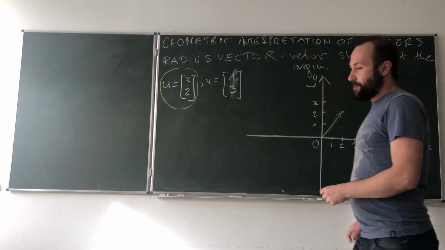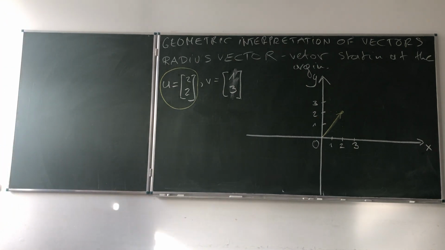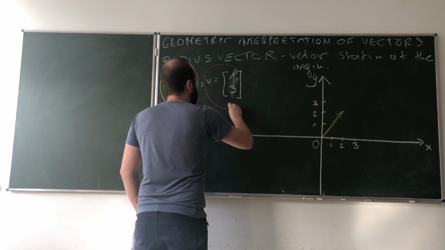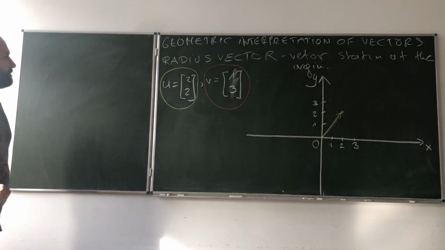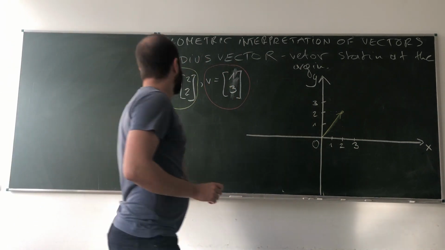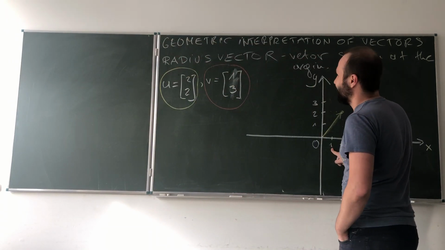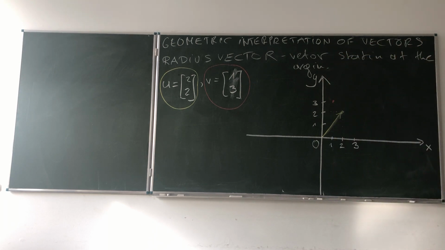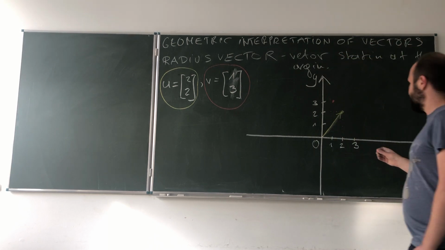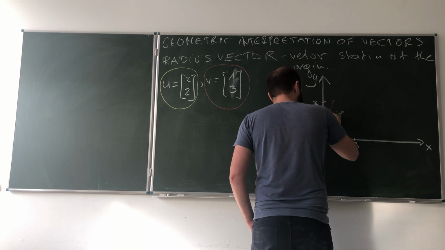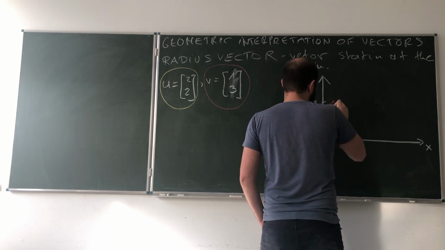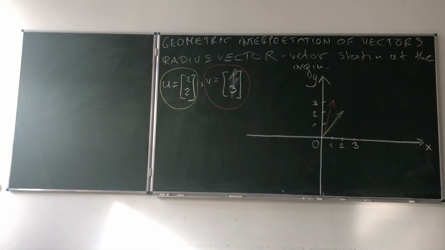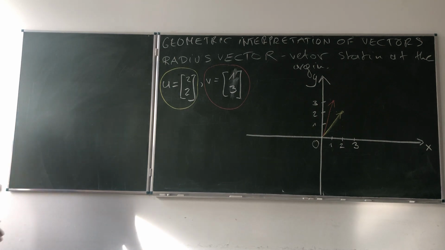Okay, so then we need to have the second vector, vector v. Let me denote it by red color. And this one has x coordinate at 1 and y coordinate at 3. So again, okay. Now that we've got these vectors, we can perform different operations on them.